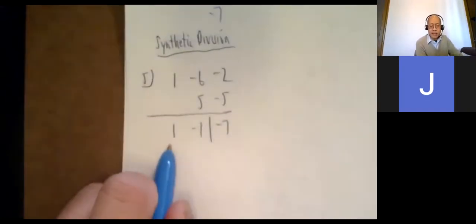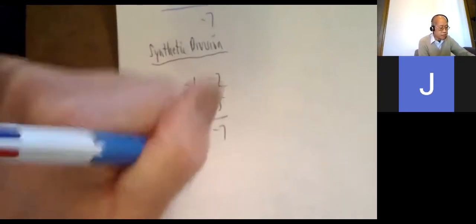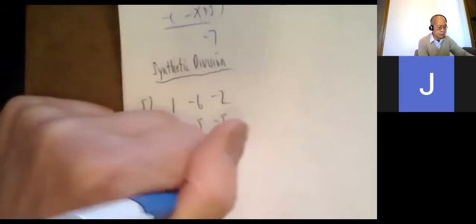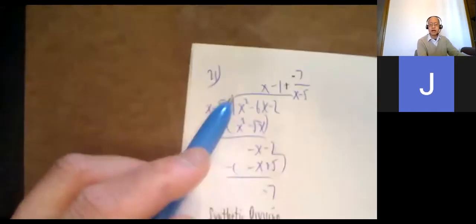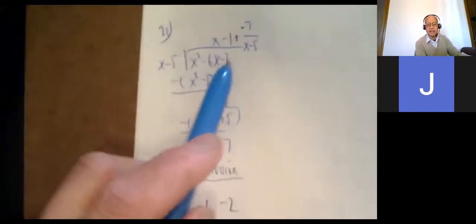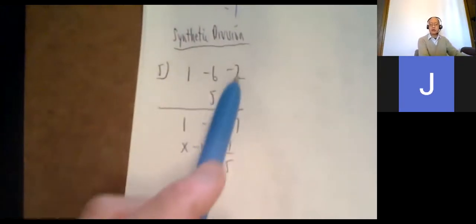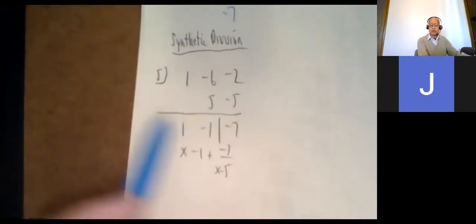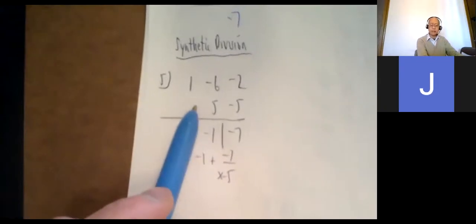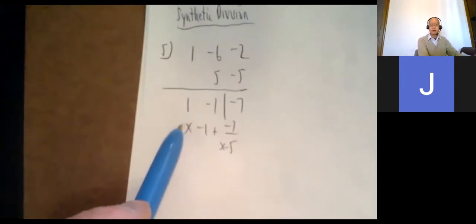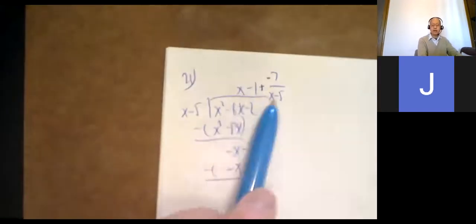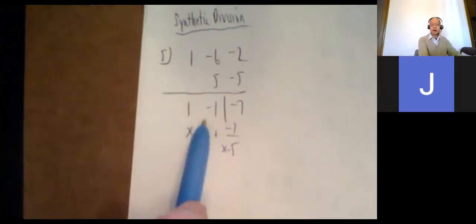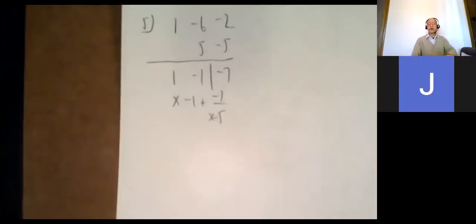The way I read this now that I'm finished is it's x minus 1 plus negative 7 over the divisor. I get the exact same information, but look at how much more compact this is. Much less writing. I didn't have to write all the x's and x squared and x cubed. Instead of subtracting and getting double negatives, I add the opposite. So once I see this 1, negative 1, negative 7, it now means x minus 1 plus negative 7 over x minus 5. So that's the way it works.